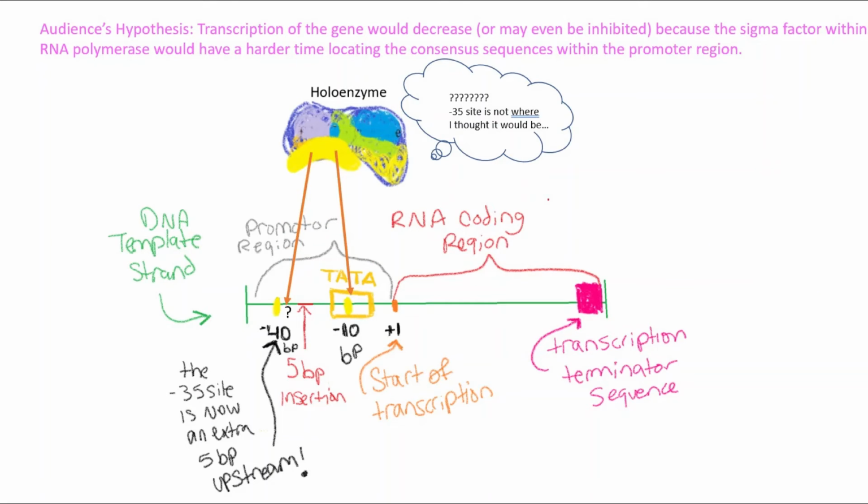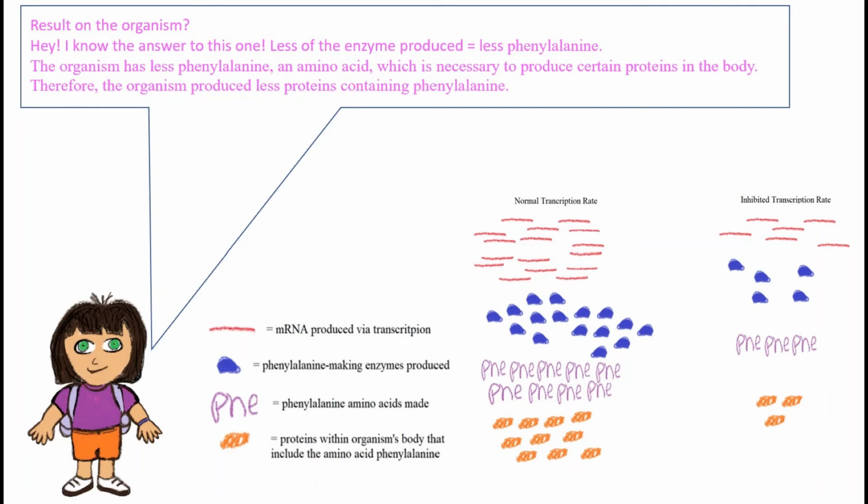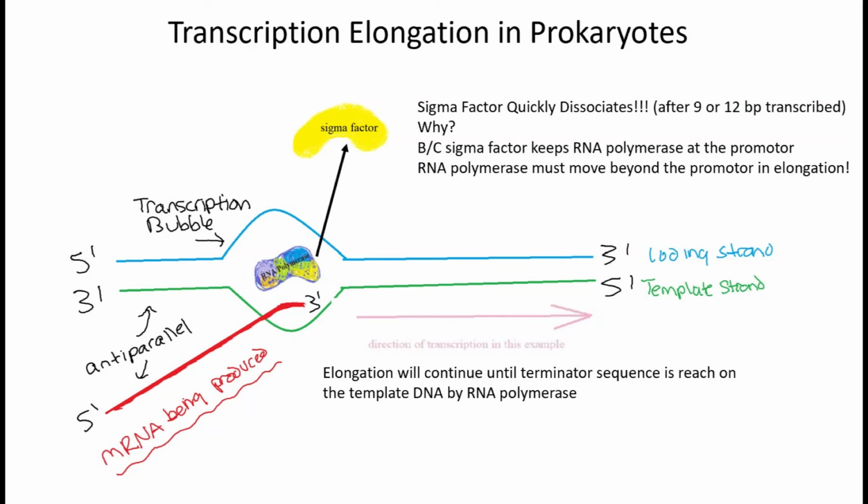Wow, my audience is so smart. The audience hypothesizes that the sigma factor would not be clearly directed toward the promoter region, which would hinder the binding of RNA polymerase to the promoter region and slow the rate of transcription. As a result, fewer enzymes would be created, which would result in less of the phenylalanine amino acid and the proteins made with it.